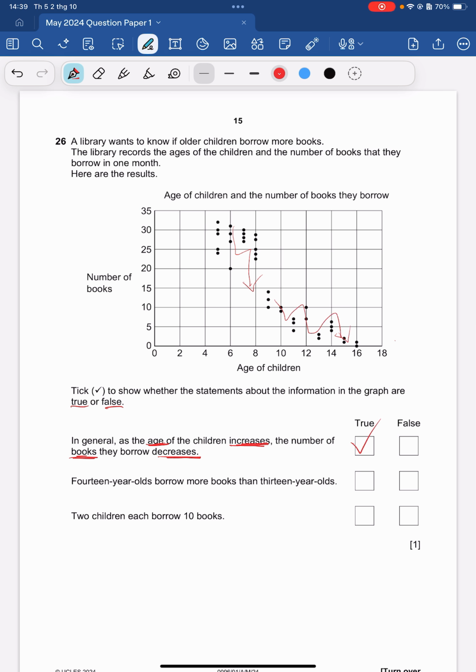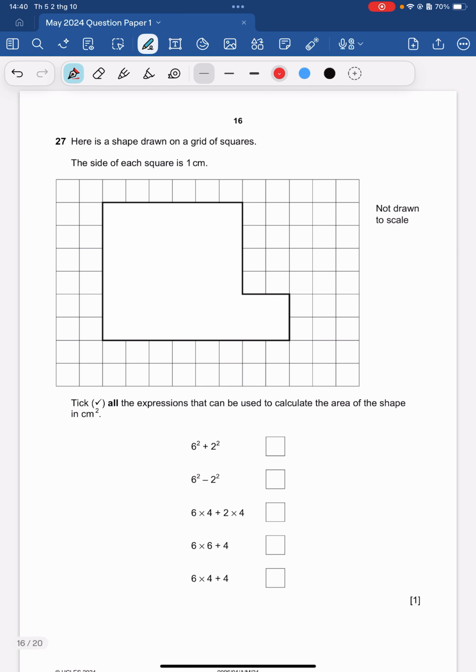Okay. 2. 14 year olds borrow more books than 13 year olds. 13 there. Yeah, of course that's higher. You can see that's higher. Right? Okay, that's 2. 2 children each borrow 10 books. Let's see, 10 books there, number of books there. 2 children. Now we have 3 dots. That's 3 children, not 2. That's false. Okay, so that's 27.